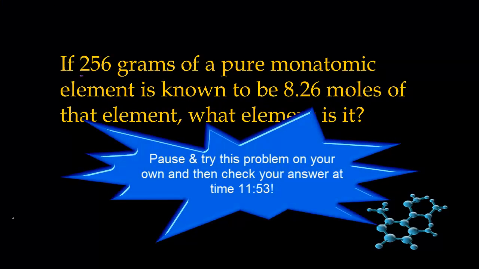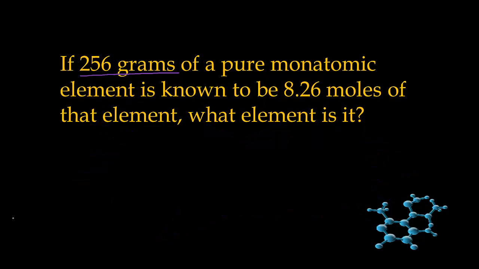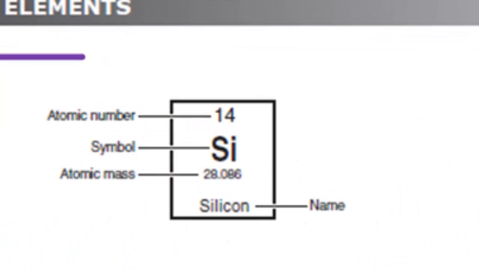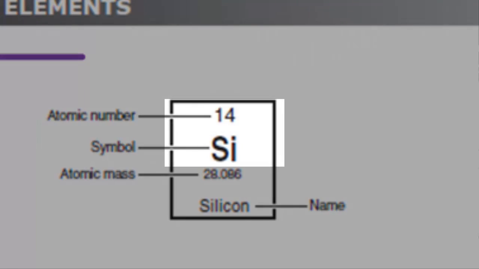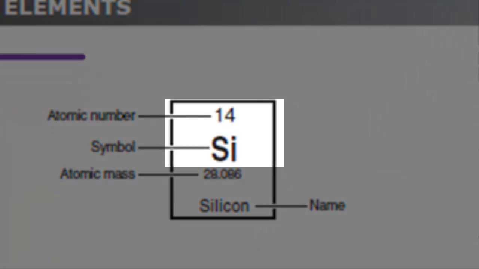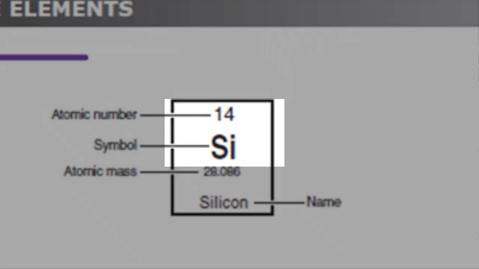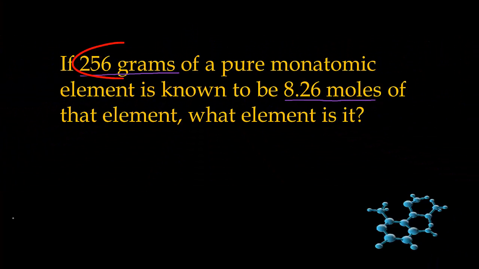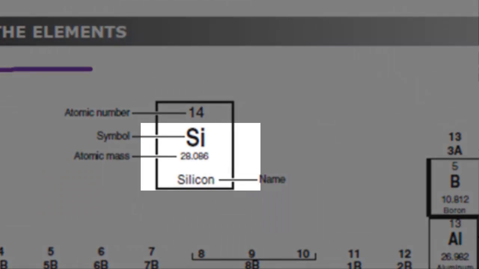Now we have 256 grams of a pure monoatomic element, which means there's only 1 atom of it, and it is known to be 8.26 moles of that element. What element is it? If we look at the periodic table, we can tell what an element is by two numbers. We can tell it by its atomic number. Can we get the atomic number from these two numbers right here? No, we cannot. The other way we can possibly tell is from the atomic mass, because each one of these elements' atomic masses are different.